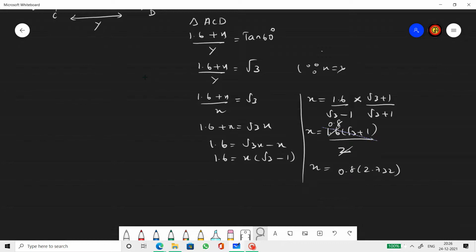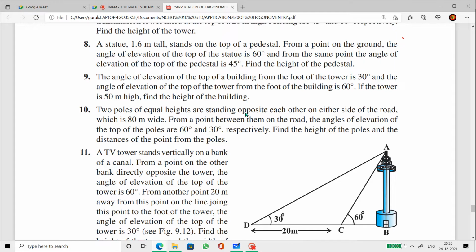You can either leave the answer this way, or if you have time to finish the sum, apply the value of root 3, add it with 1, and multiply with 0.8. Don't forget to write the units in the end.